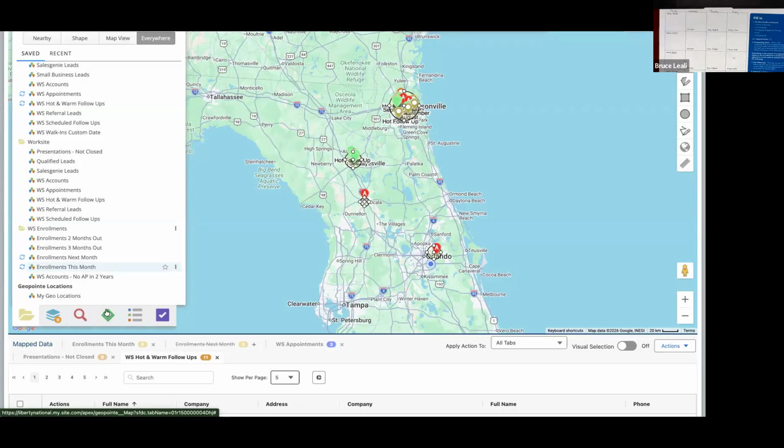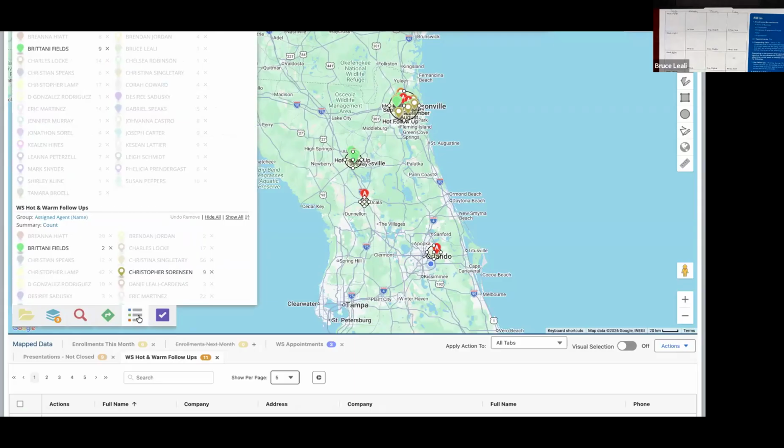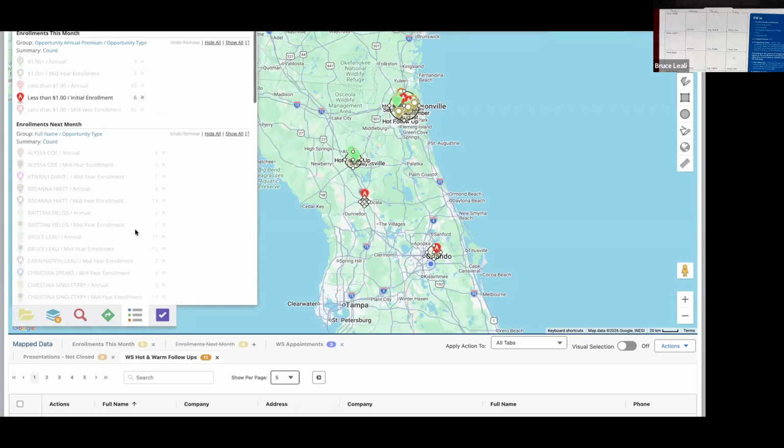So for this particular example, I'm going to go here. This is called the legend. It's got the blue, green, and red squares. If you hover over it, it gives you the name. And then the first thing that you can see here is I've got my layer that's applied. It's going to tell me exactly what it is, enrollments this month.